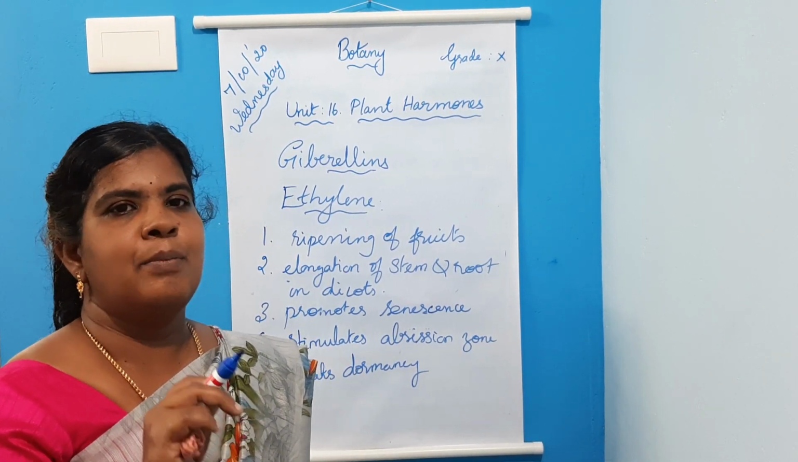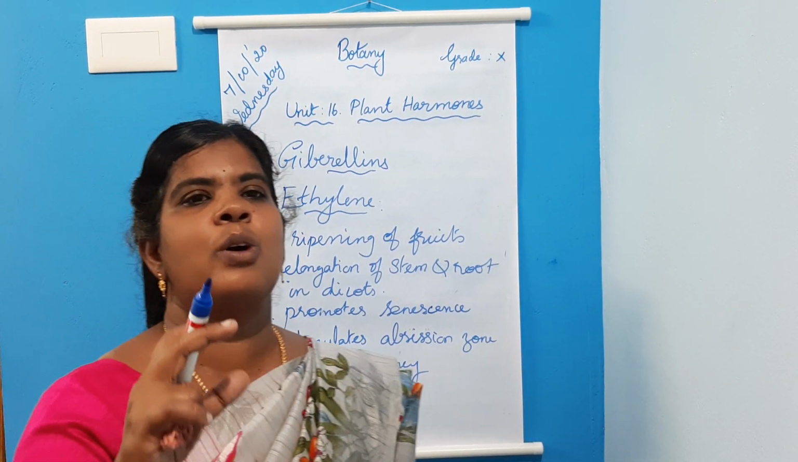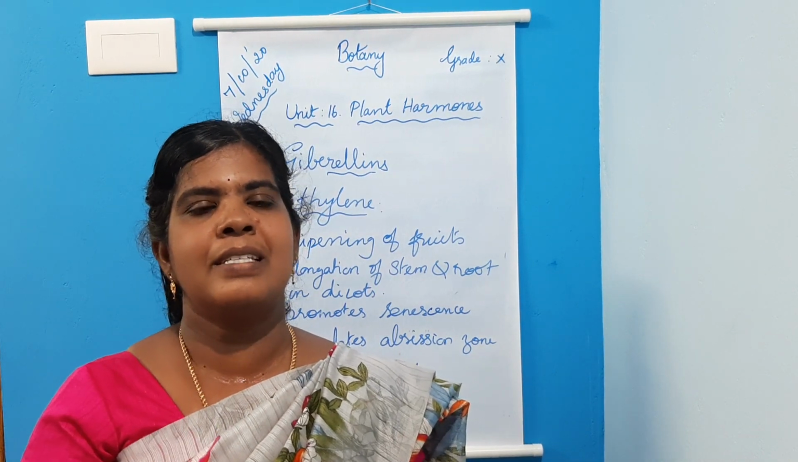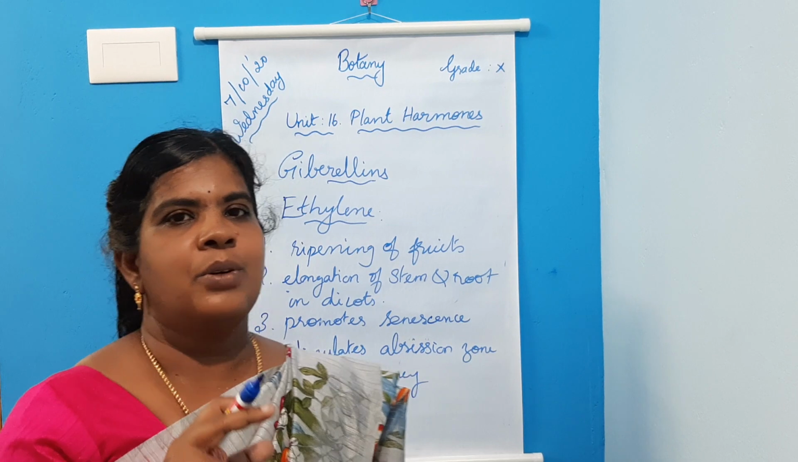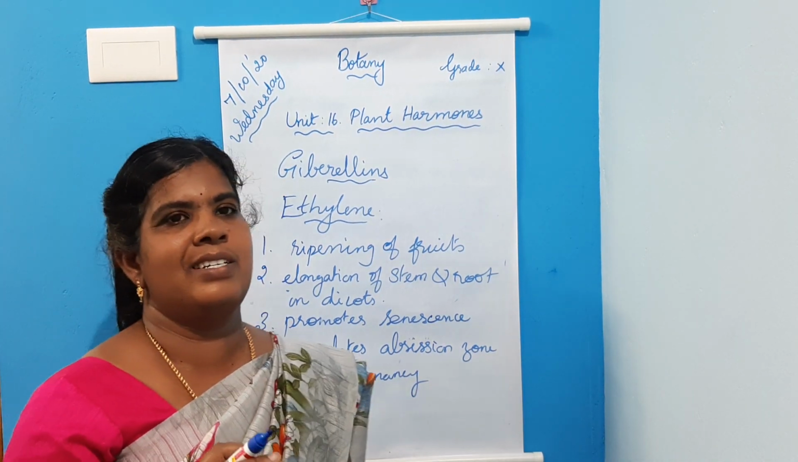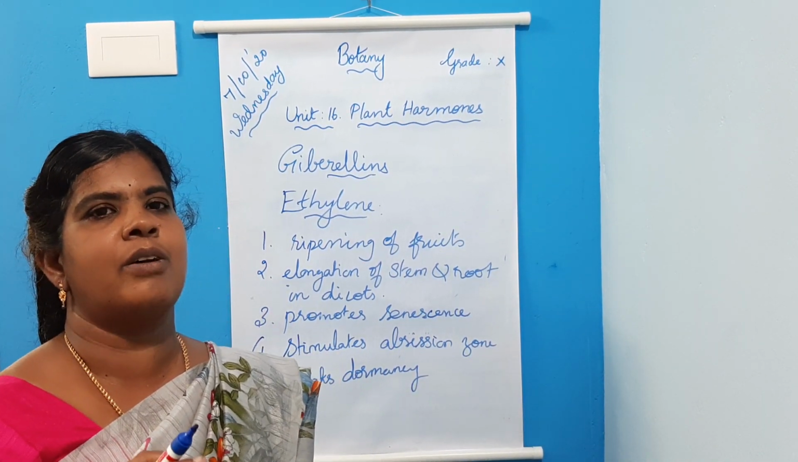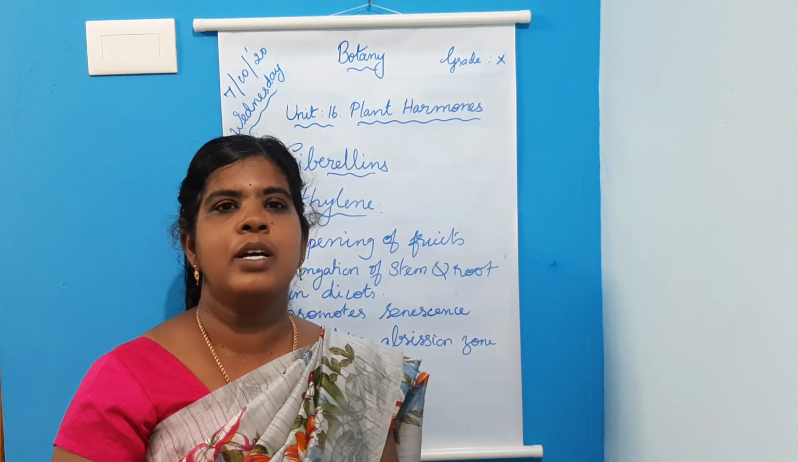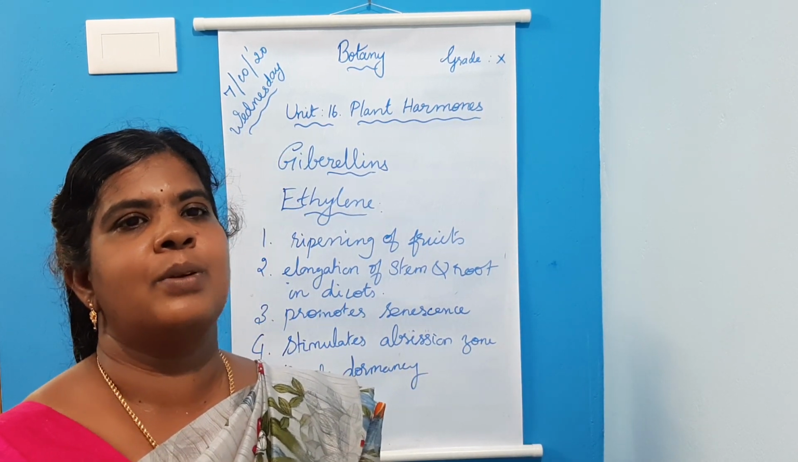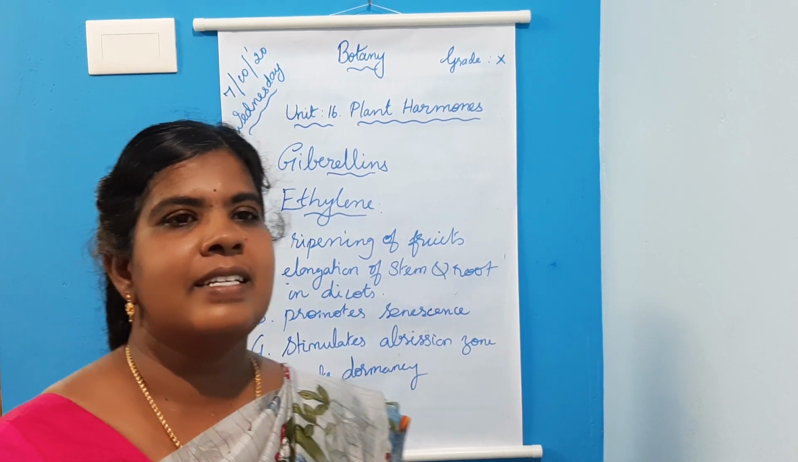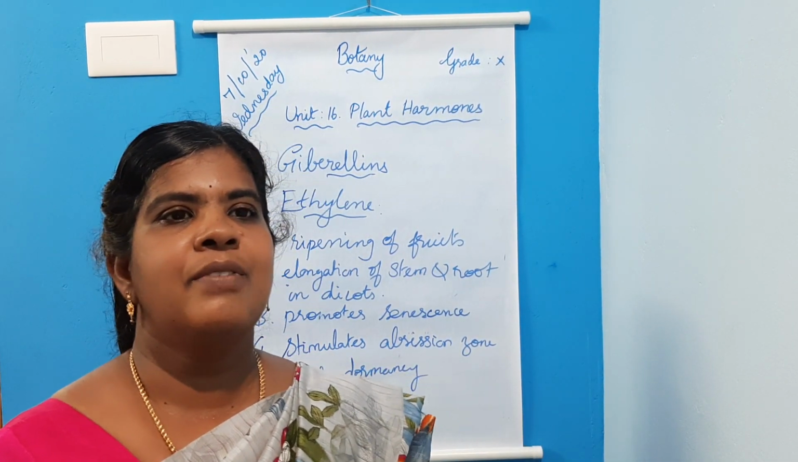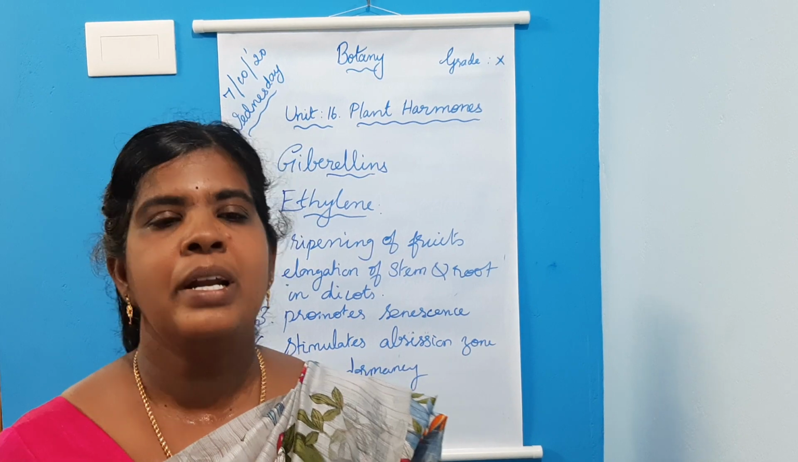Abscisic acid increases tolerance, because of this abscisic acid the plant can withstand dry climatic conditions or any stress condition. So it is also called the stress hormone, and it is found in the chloroplast of plants. You know the physiological effects of abscisic acid. Then ethylene, which is a gaseous hormone.